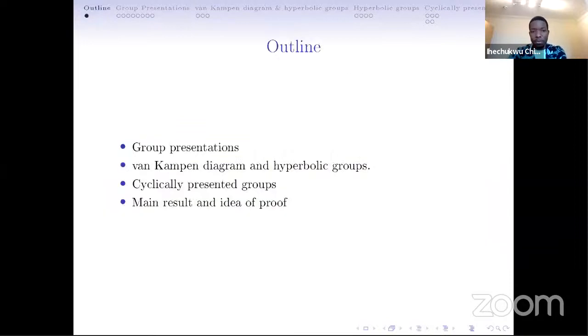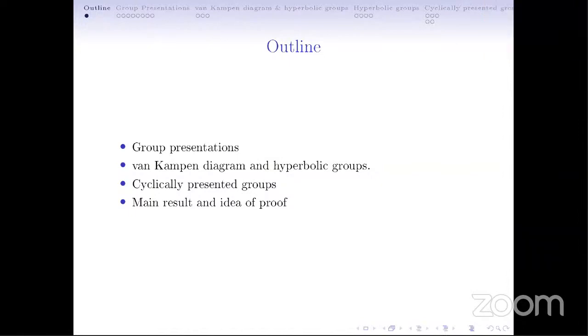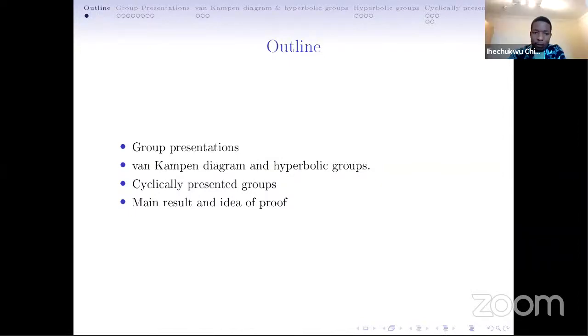So the outline is to tell you what a group presentation is, and the main combinatorial object that I use in this work is Van Kampen diagrams. So I'm going to tell you what that is, and then tell you about cyclically presented groups, and then the main result in this work.